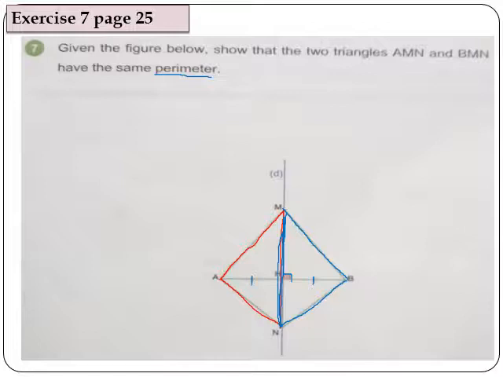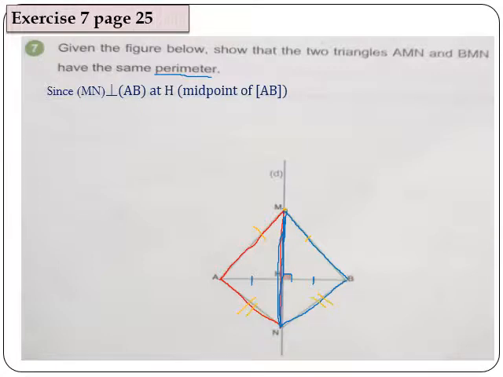Now, M is a point that belongs to the perpendicular bisector, so MA equals MB, since any point on the perpendicular bisector is equidistant from both extremities, okay? And similarly, NA equals NB. Why? Since N is a point on the perpendicular bisector, N is equidistant from A and B, then NA equals NB. Now, how to write? Okay, you understand the idea. Now, let's see how to write it.